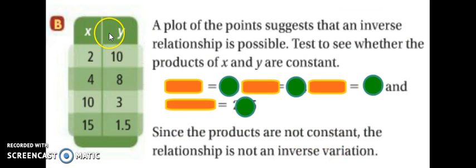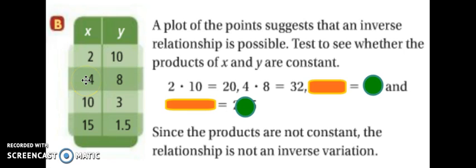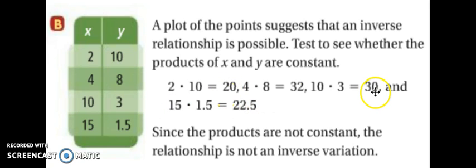In problem B, I'm going to figure out what kind of variation this is. So I'm going to look at my x values. I'm going to go 2, 4, 10, 15. My x are increasing. My y values are decreasing. So this suggests it might be an inverse relationship. So I need to figure out my constant. I'm going to go 2 times 10 is 20. And I go 4 times 8 is 32. So I really don't have to do any more of the calculations because I need to get the same number every time. I do not get the same numbers, so these are not an inverse relationship.